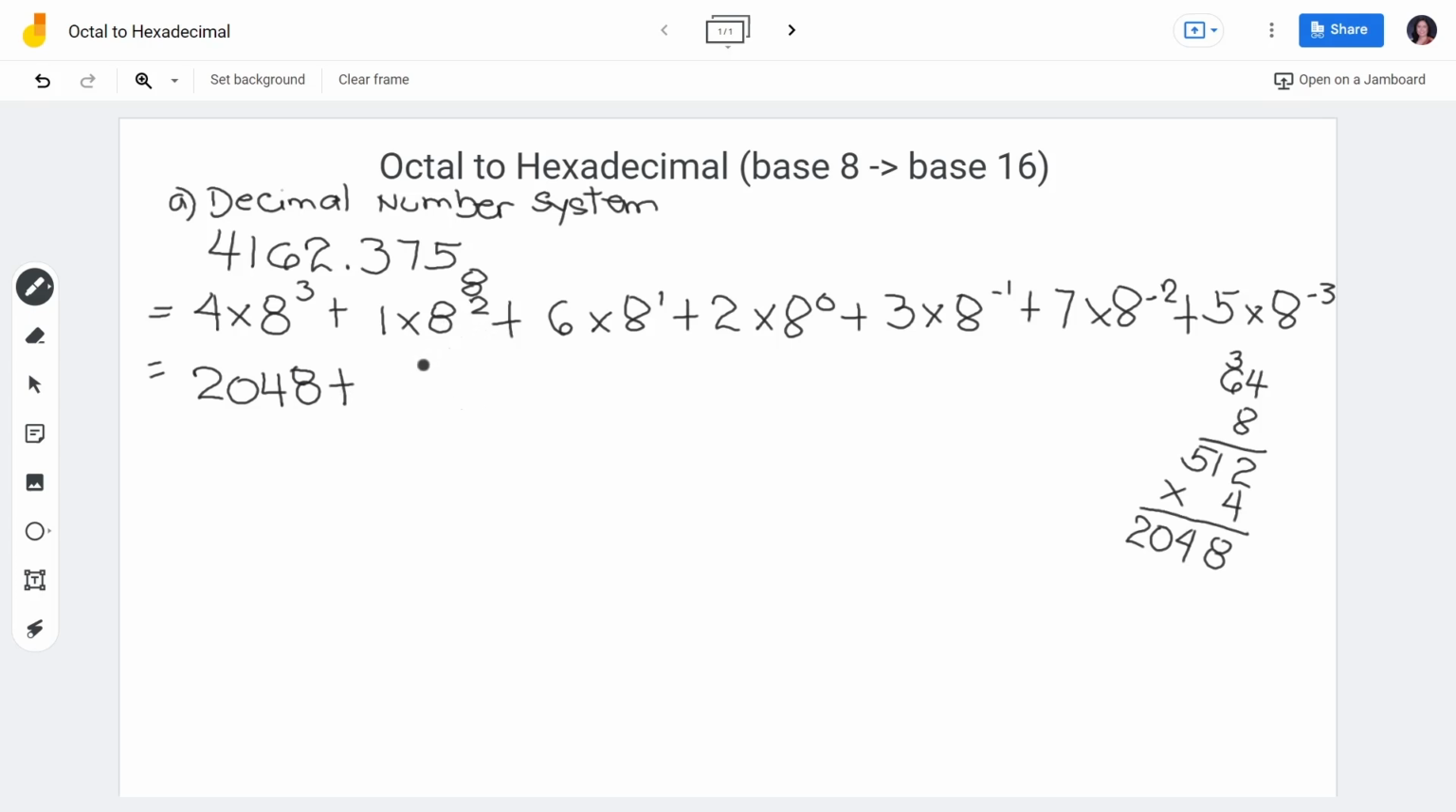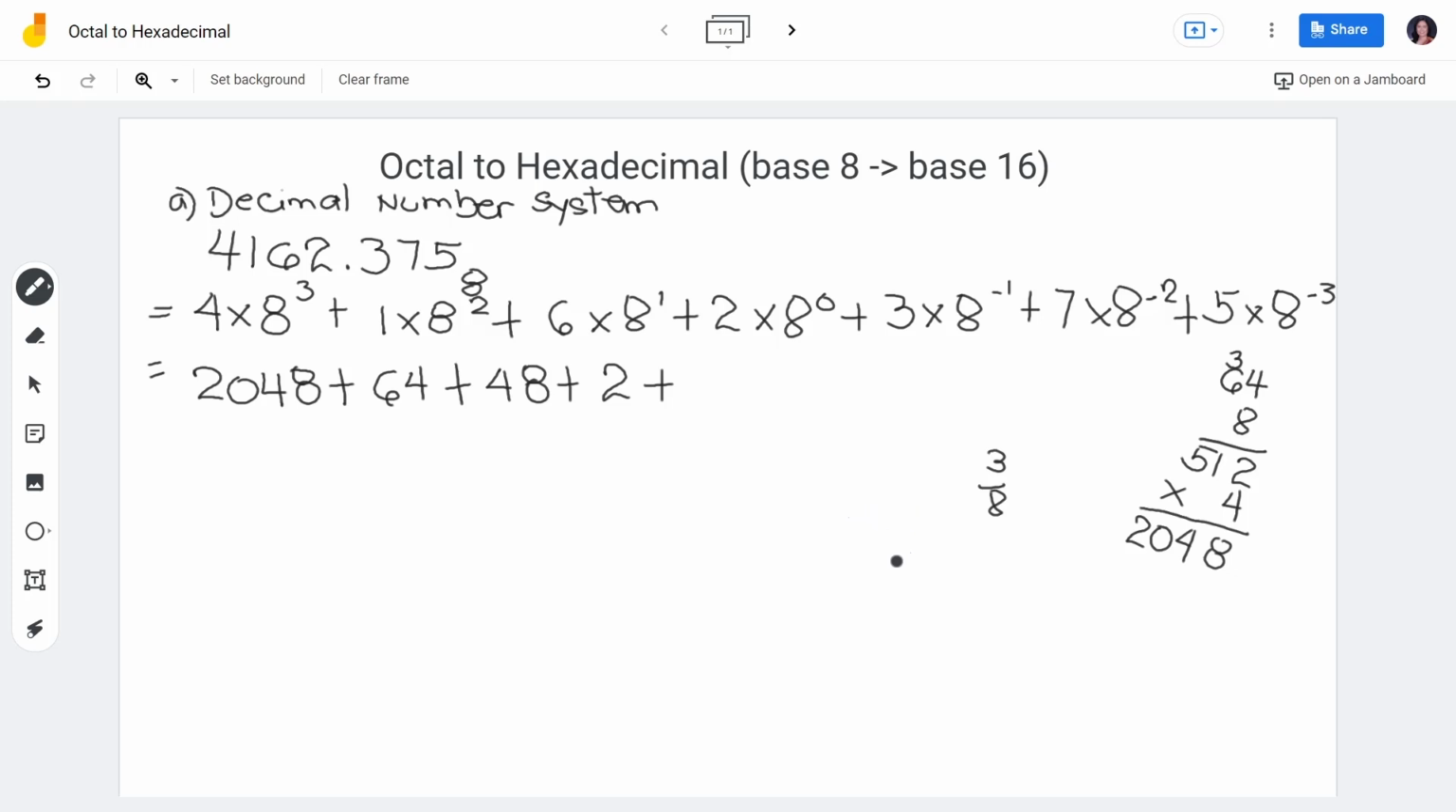8 raised to 2 is 8 times 8, which is 64, times 1, so we have 64. Plus 6 times 8 raised to 1. 8 raised to 1 is equal to 8, times 6 is 48. Plus 2 times 8 raised to 0. Any number raised to 0 is equal to 1, so 2 times 1 is equal to 2. Plus 3 times 8 raised to negative 1. This is equivalent to 3 over 8. So let's divide 3 by 8.